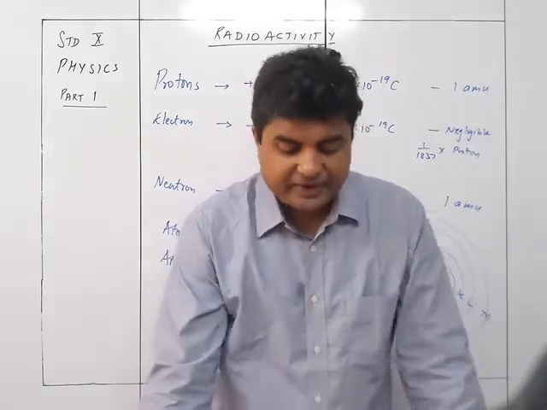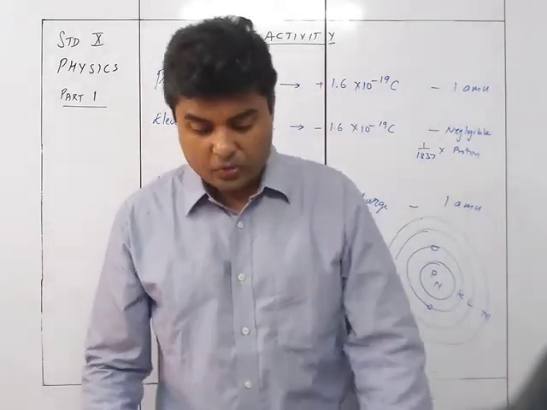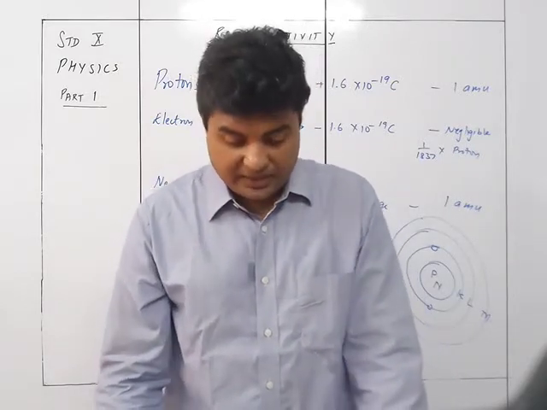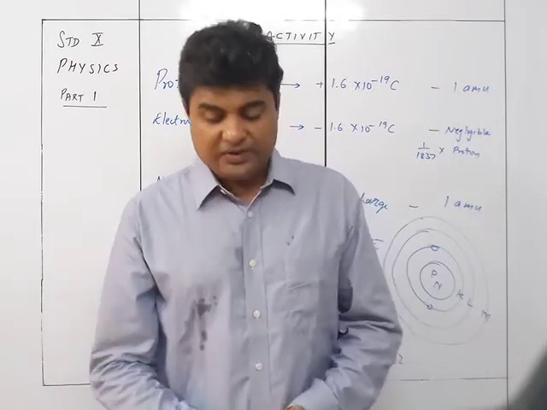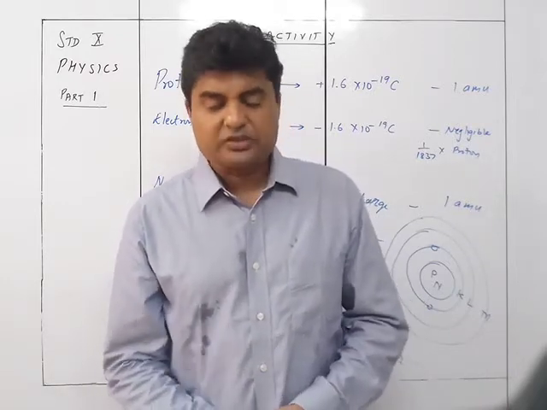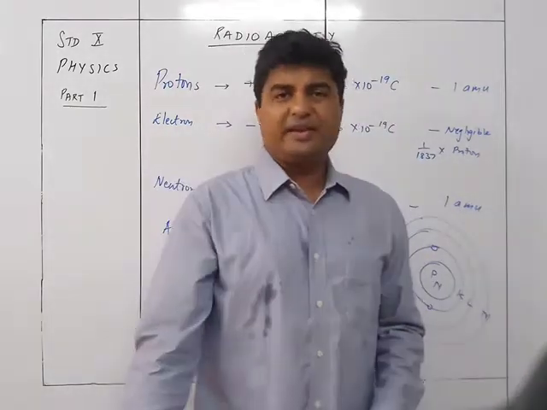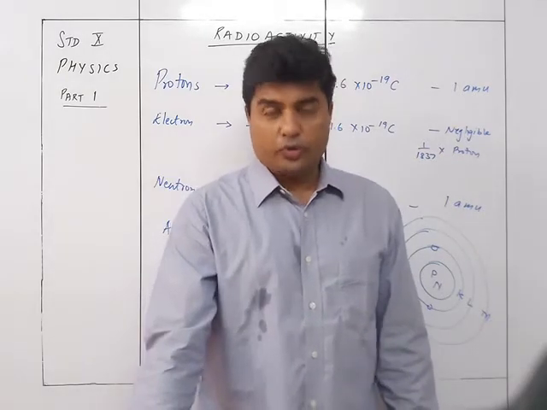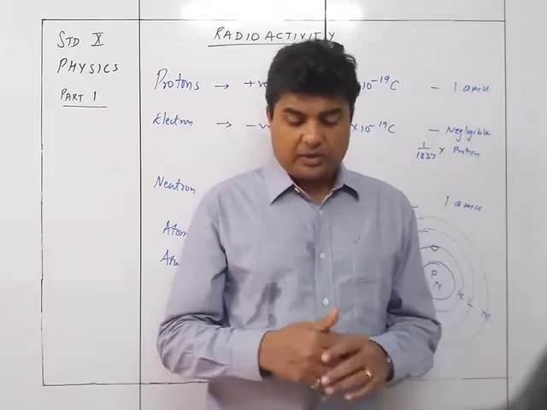The electron has negative charge equal to -1.6 × 10^-19 coulomb, or 1 e, and its mass me is nearly 9.1 × 10^-31 kg, which is approximately 1/1840 times the mass of a proton. It is actually 1/1837, but take it as 1840 rounding off. So that was about the structure of the atom.